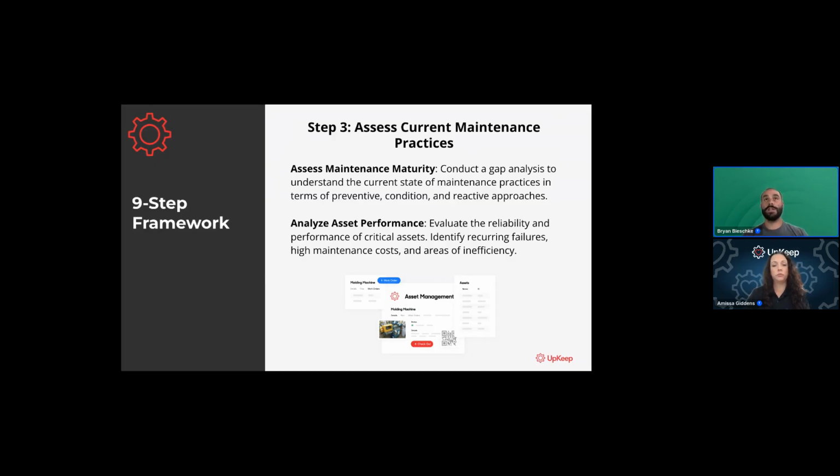So we're going to look at our current maintenance practices. Are we mainly reactive? Are we doing some good preventive maintenance? Have we tried to step into condition monitoring, right? So what are we doing? And then we analyze our past and present performance, right? How reliable are our machines in relation to their inherent reliability? What kind of performance metrics do we have, right? Are we identifying reoccurring failures? What are our maintenance costs? And where are we inefficient?